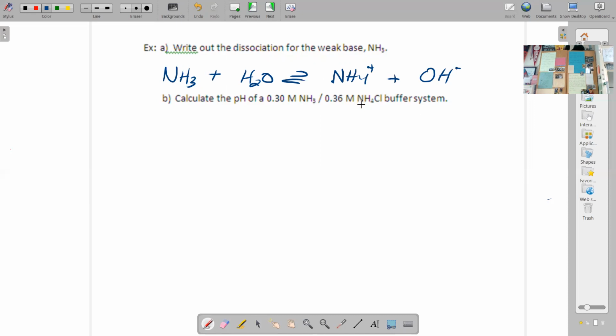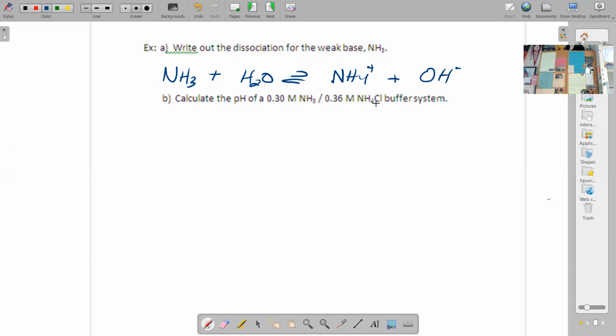Okay, first of all, NH4Cl. Sometimes the Cl throws us off. What's the role of the Cl? Spectator. So you guys get used to the spectators. They have to be there. Can't have a cation without an anion. But just ignore the Cl. So now does it look like a buffer system?